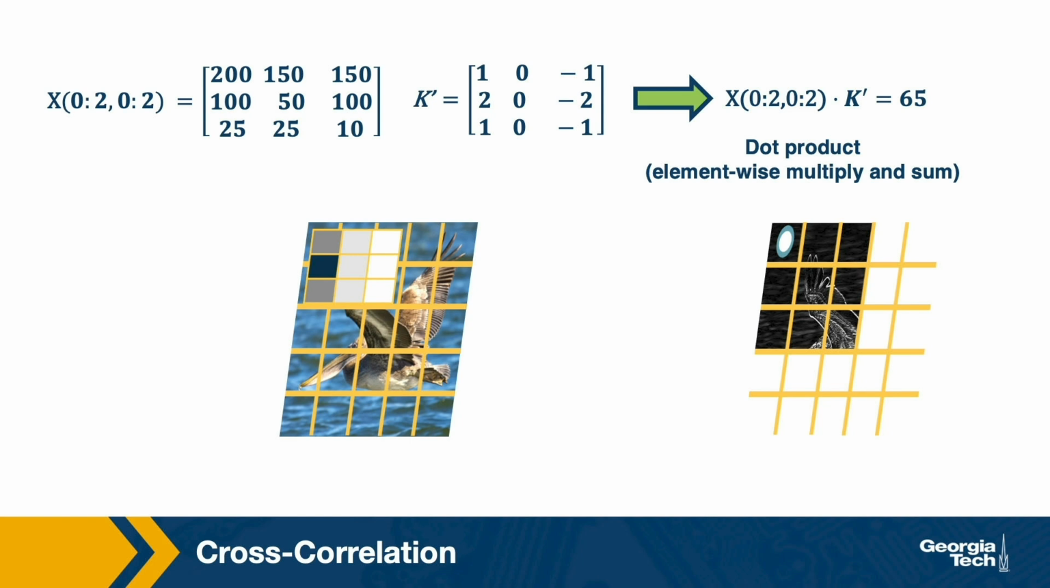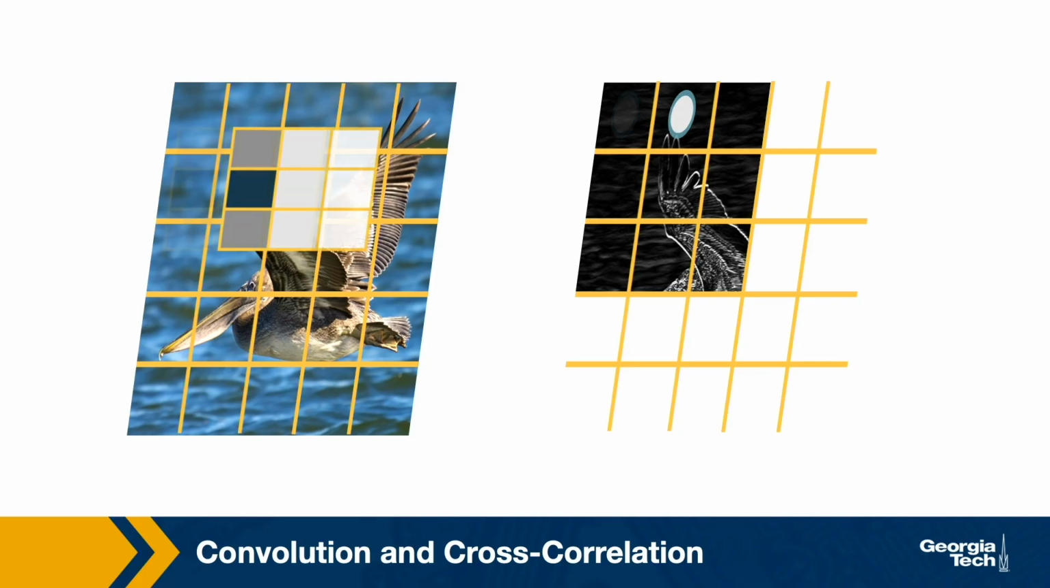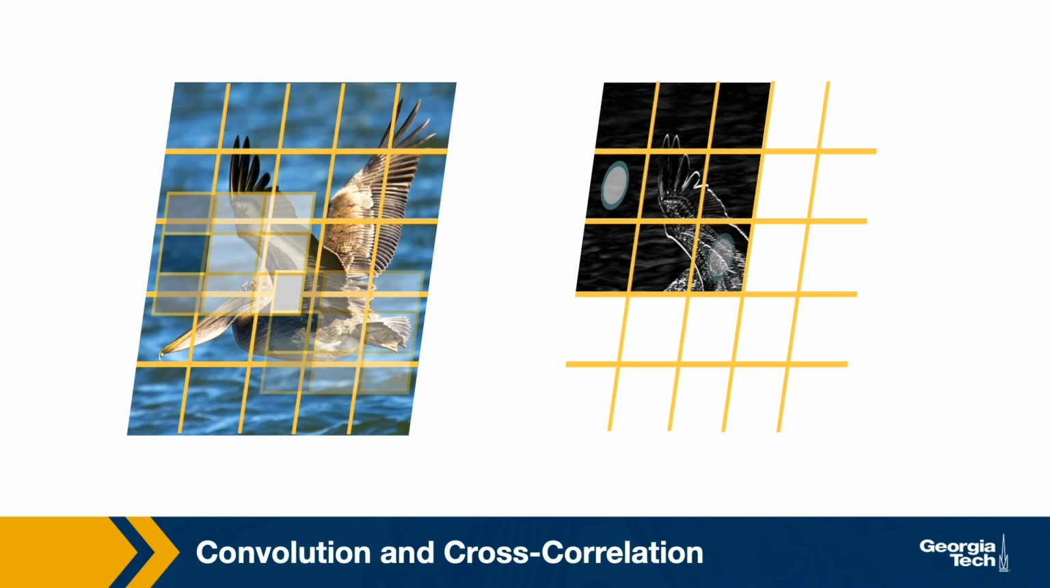And so the dot product will essentially be 200 times 1 plus 150 times 0 plus 150 times -1, and so on for all 9 values. And then we'll get the result 65. So this is just a concrete example of the dot product. And typically, as I mentioned, you'll also have a bias value similar to all the other linear layers that we talked about before. And again, we're just going to do this and then stride it along the image.